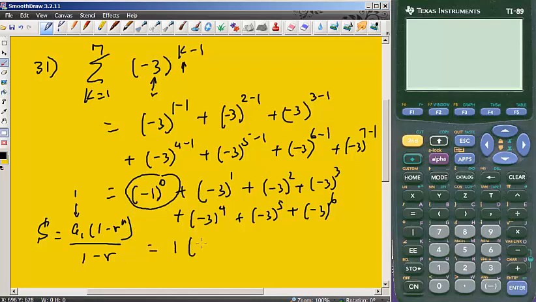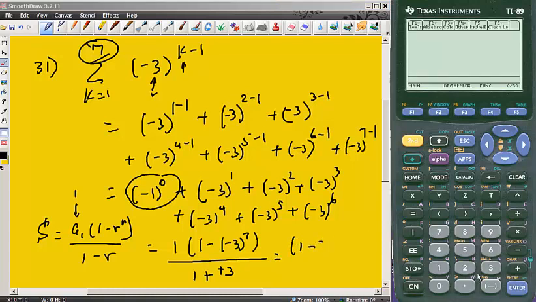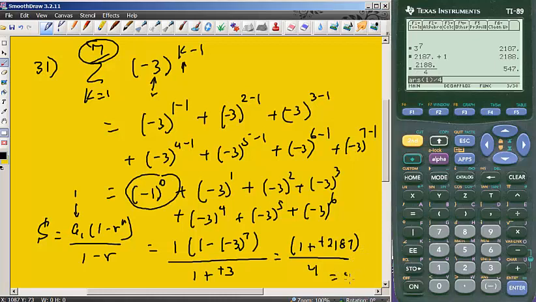So I have 1 times 1 minus negative 3. And how many terms am I adding? 7. So to the 7, all that over 1 minus the ratio, which is negative 3. So two negatives become positive. So I have 1 minus negative 3 to the 7, which is going to give me negative 3 raised to the 7th power, which is negative 2187. Okay, all that over 4. Of course, 2 negatives is positive, so we're going to add 1 to that, and then we're going to divide that by 4. And the answer turns out to be 547.